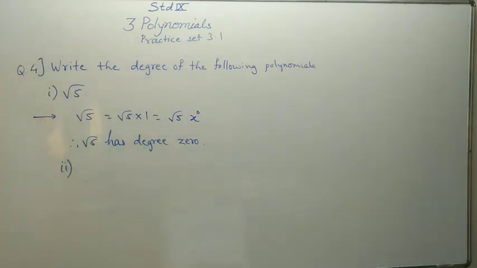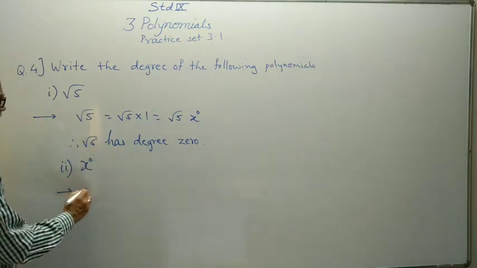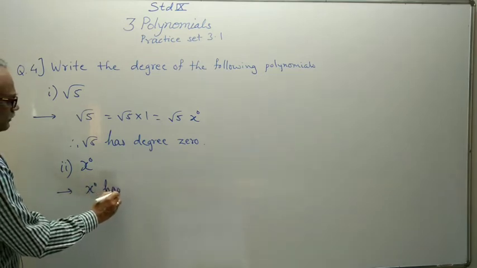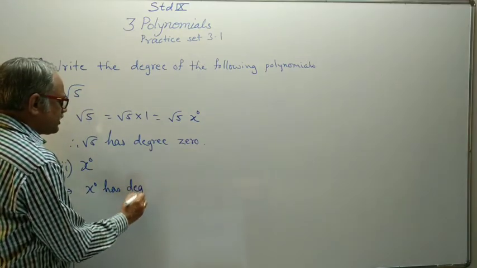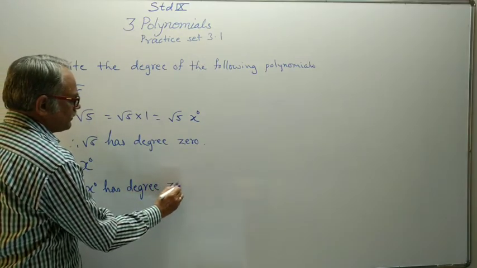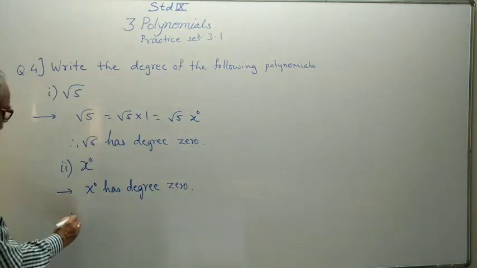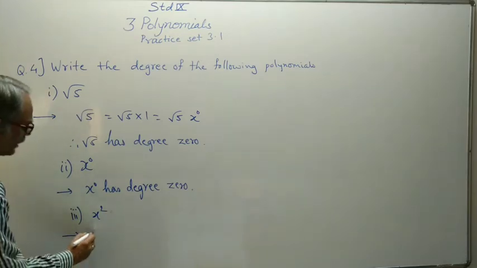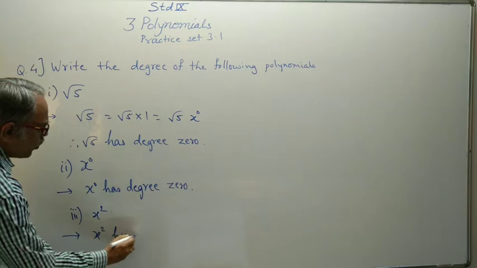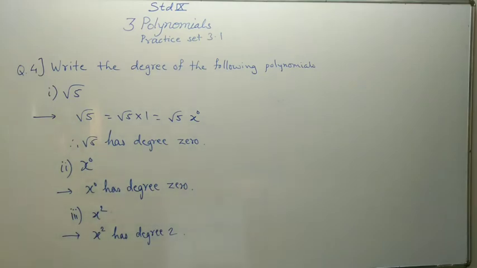Second, x raised to 0 is clearly given. X raised to 0 has degree 0. Only if it is x, then it has degree 1. X raised to 0 is given, so it has degree 0. Third, x square. Monomials are given, single term first. X square has degree 2, maximum index, that is 2.